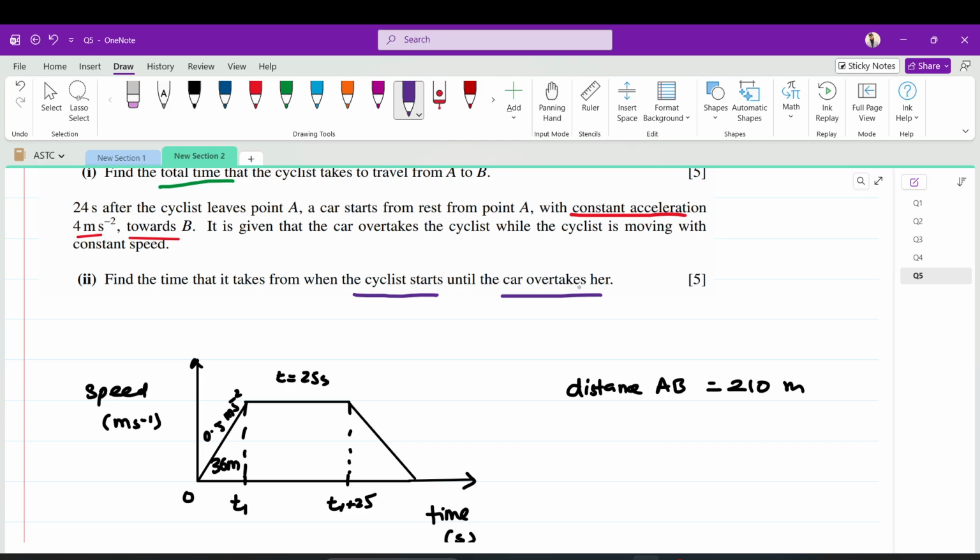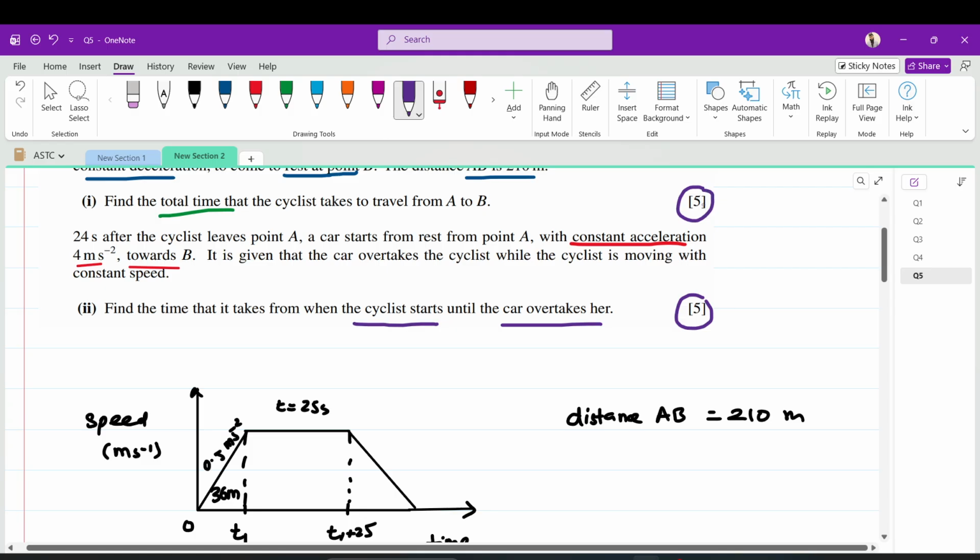Now you can see that this is worth 5 marks, right? And similarly, the previous question was also 5 marks, so that did involve quite some working. Similarly, in this question, first you should understand the scenario.